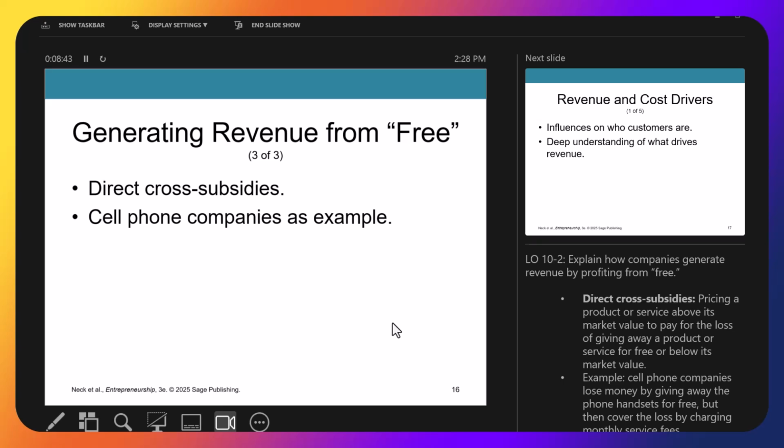Then we see direct cross-subsidies, and cell phone companies are an example. This is where they give you a product while pricing the product or service above its market value to pay for the loss of a product that they give away. So I give you a cell phone for free, but you're going to pay for that cell phone through your monthly service. Now, you still think you got it for free. You didn't. You're paying for it through your service. And that's how they market it, as free. People like the word free, but in reality, we're not getting it free. We're not paying for it on the front end. We're paying for it on the back end.